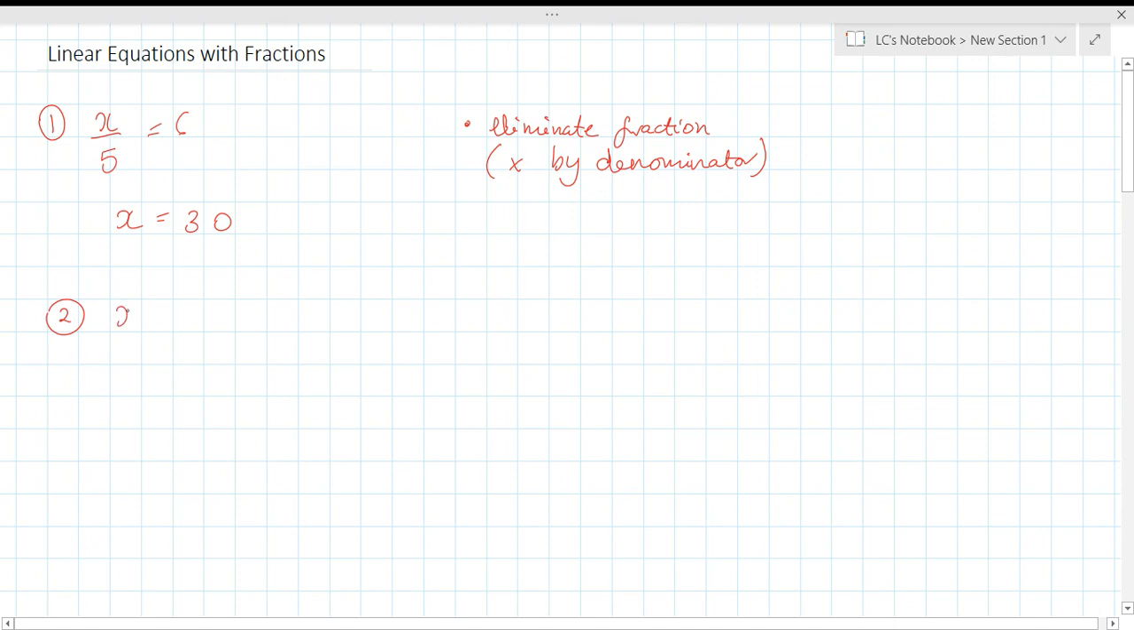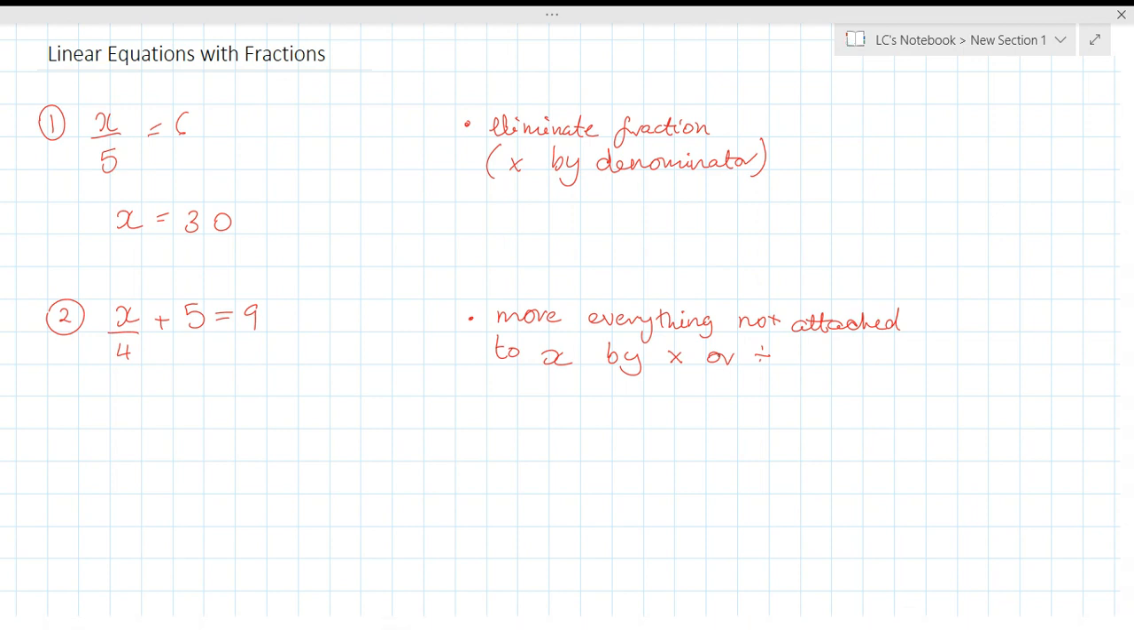Example 2, what we're going to do is x over 4 plus 5 is equal to 9. What we're going to do is move everything that's not attached to the x by multiplication or division. So we're looking at the left-hand side. What is the thing that's not attached to that x by multiplying or division? It's that plus 5. That plus 5 is going.